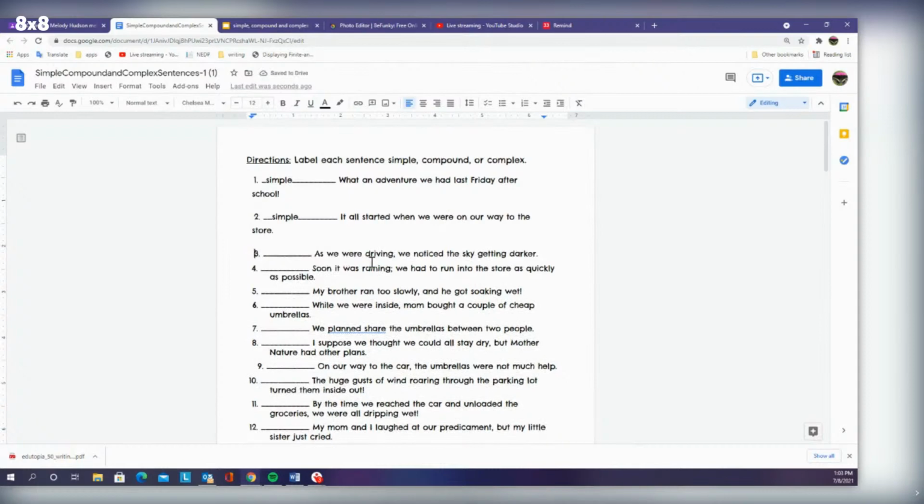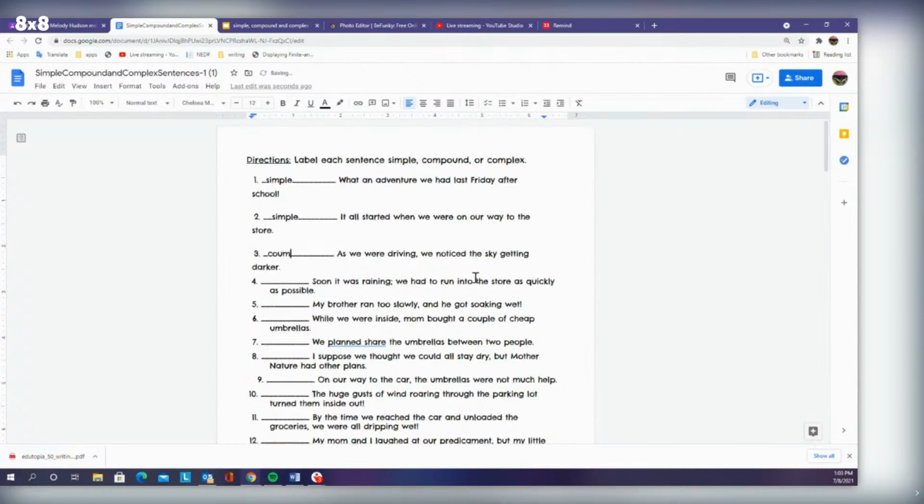As we are driving, we notice the sky getting darker. So "we notice the sky getting darker" is a sentence that can stand alone. But "as we are driving" cannot. So this would be a what? Compound sentence. Let's look at number 4. Soon it was raining. We had to run into the store as quickly as possible.